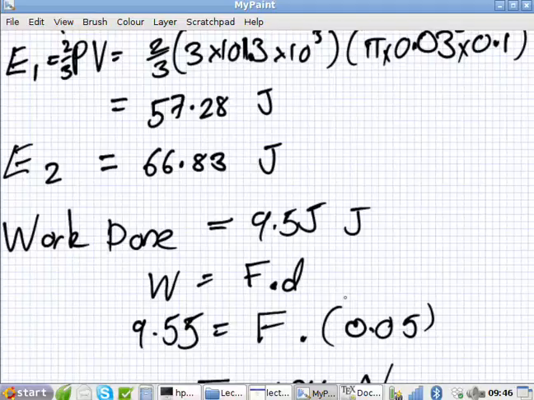So the gas, when it went from here to here, got extra energy from the arm. Therefore, that's how much work the arm did. So the work done was 66.83 minus 57.28. So that is about nearly 10 joules of energy. That's by the arm.